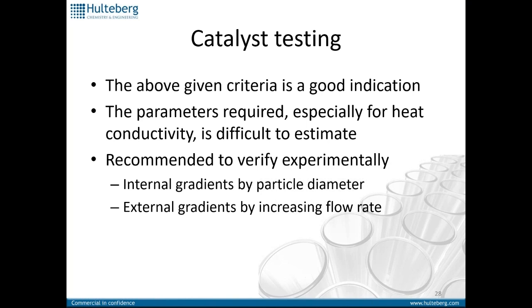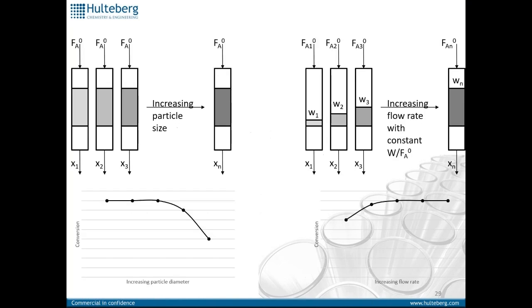And this can be done for many different criteria, but let's start by looking at the internal gradients and also the external gradients. So internal gradients you can check by changing the particle diameter. So if you have limitations to heat and mass transfer inside the particles, making the particles smaller will show this. Also, if you have a problem moving things like heat or material from the bulk to the surface, increasing the linear flow rate in the reactor will show this. So basically you can do this diagnostic test like this.